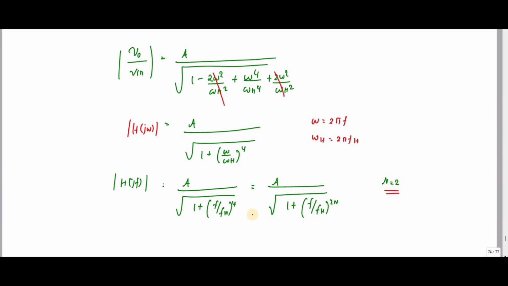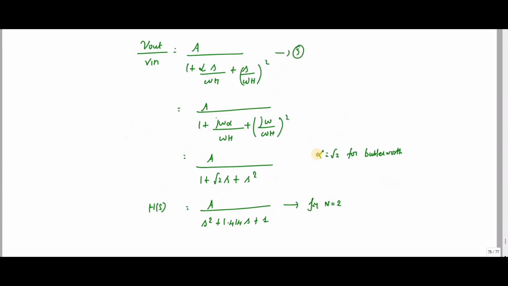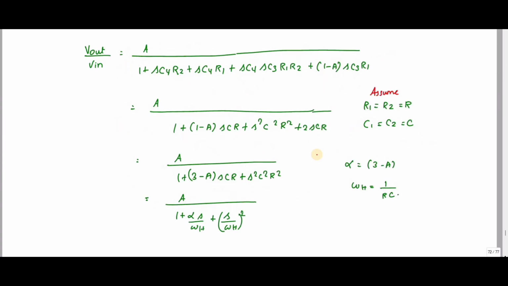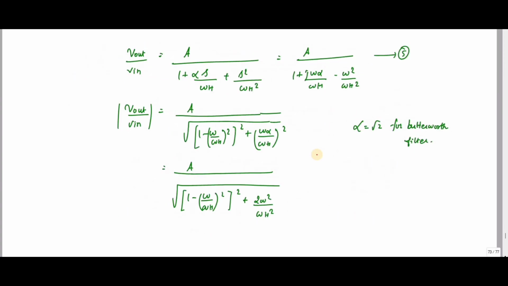So this is the transfer function of the second order low pass active filter with variable gain. Here, if A is equal to 1, I will get unity gain, right? Now I am going to take this fifth equation: V out by V in is equal to A divided by 1 plus j omega alpha divided by omega h minus omega square divided by omega h square.